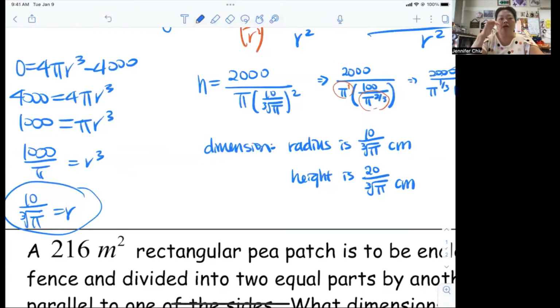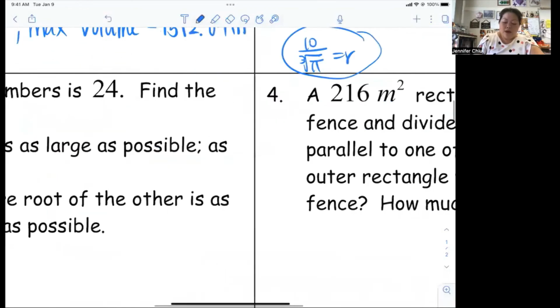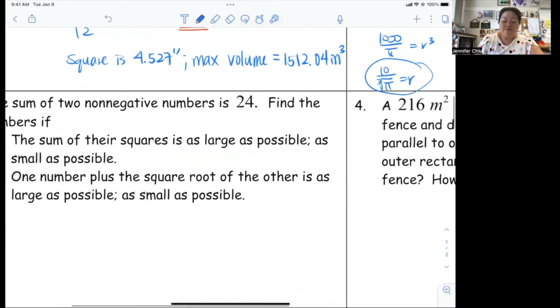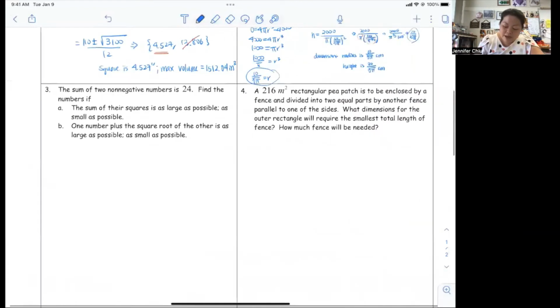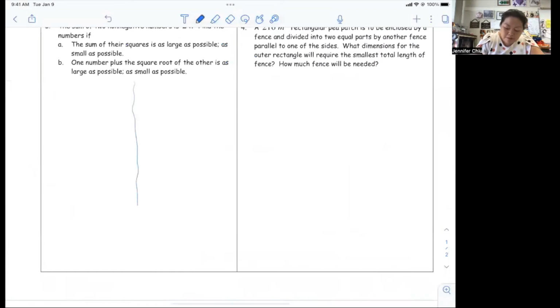Okay, so that's a good check for you. Here's a situation where you actually have two answers. It says here we have two possible scenarios, so maybe break your paper in half so you can have part A and part B. All right, part A and part B.